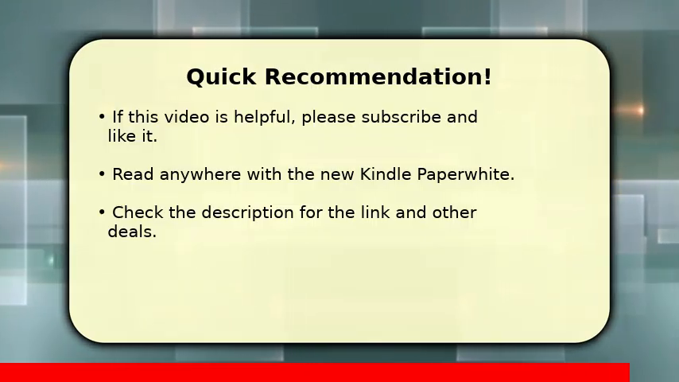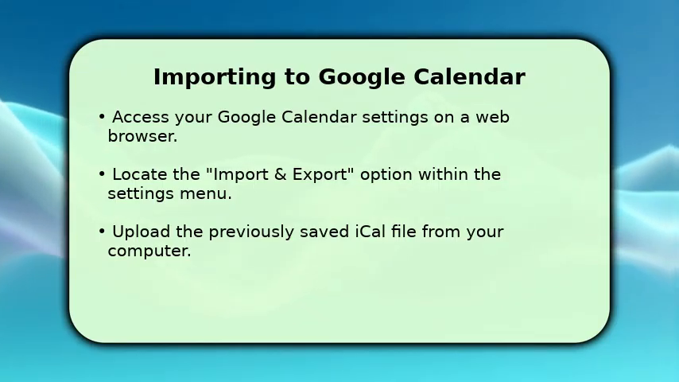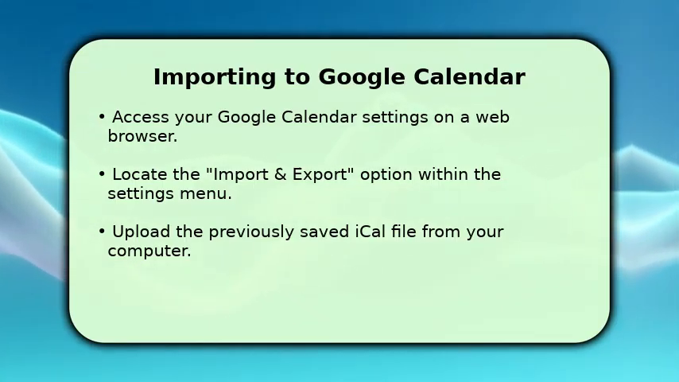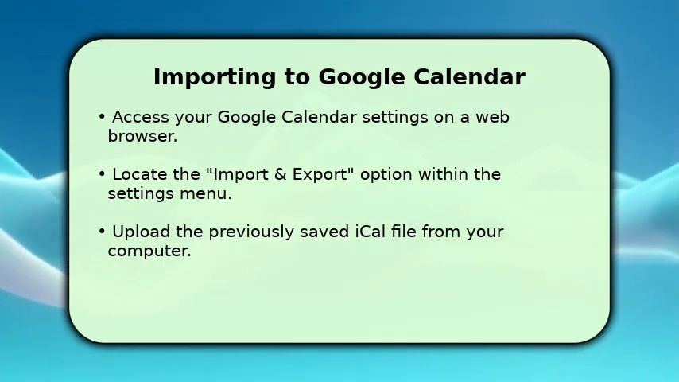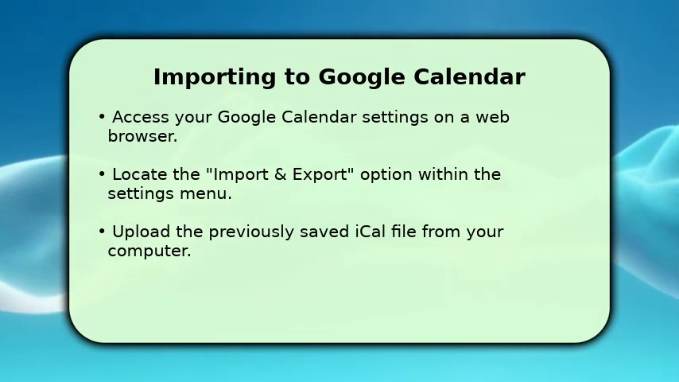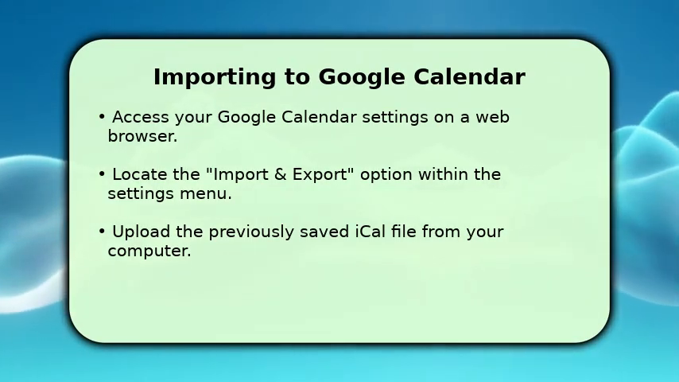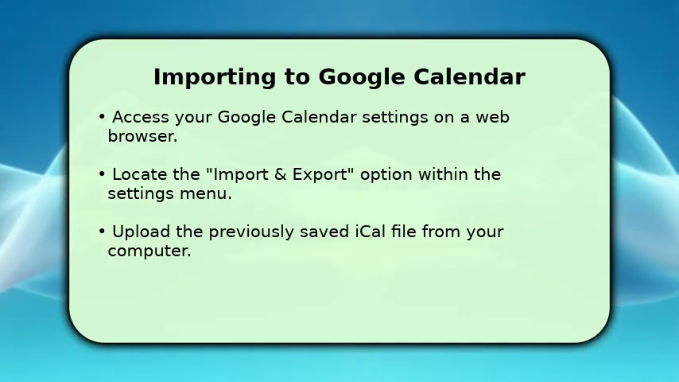Now, let's get back to the video. Now, let's bring those events into Google Calendar. Open your web browser and go to Google Calendar. In the settings, find the Import and Export section. This is where you'll upload the iCal file you just saved from Outlook. Once uploaded, Google Calendar will process the file and add all your events, making them visible in your schedule.